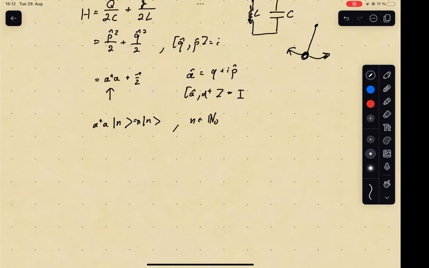So this is maybe how this is different to qubits, because of the commutation relation. Yes, the commutation relation between A and A dagger, or Q and P, can only be realized in an infinite dimensional system, an infinite dimensional vector space.